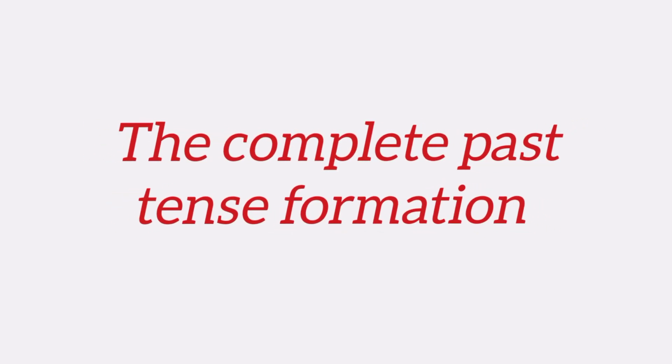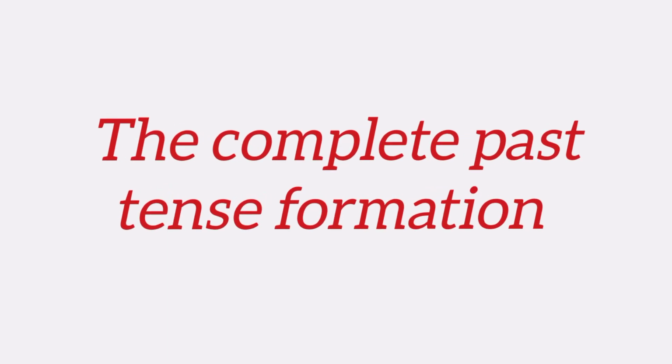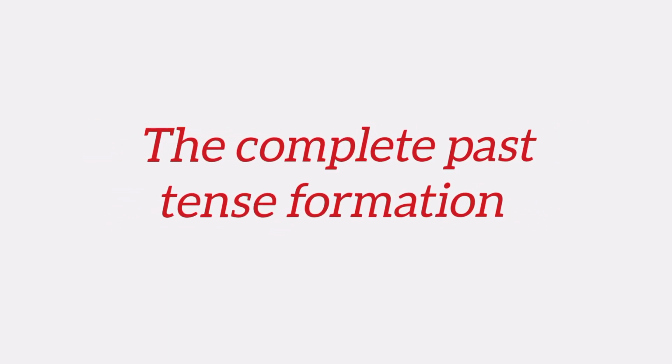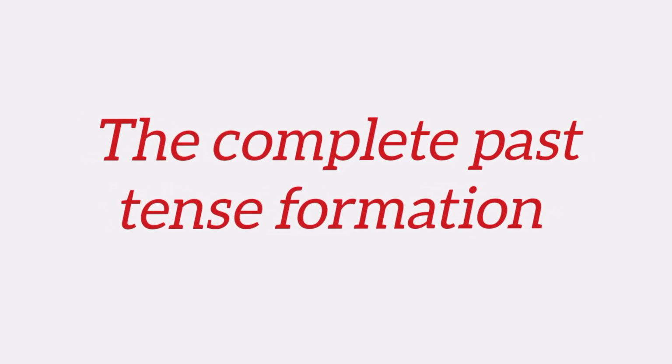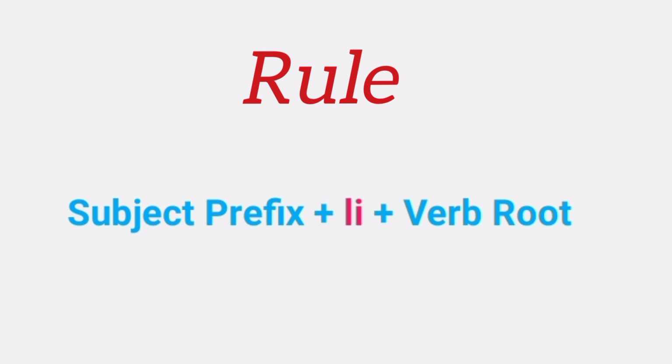Now, how do we form the complete past tense in Swahili? The complete past tense is formed by using the prefix li and the roots of verbs. The prefix is attached to the verb root to indicate that the action was completed in the past. Here is the rule of how it works: subject prefix plus li plus verb root. Let's break this down with examples.